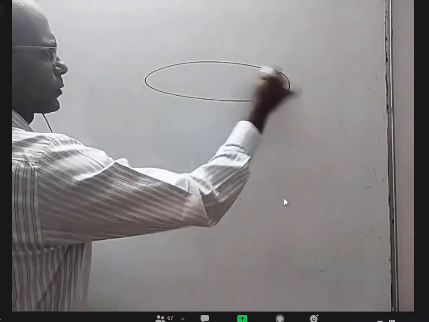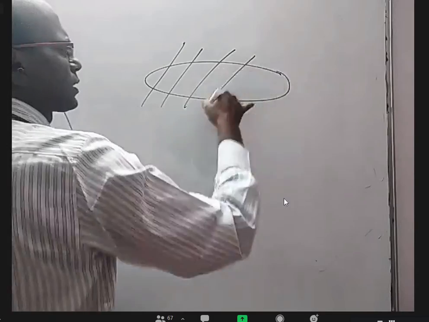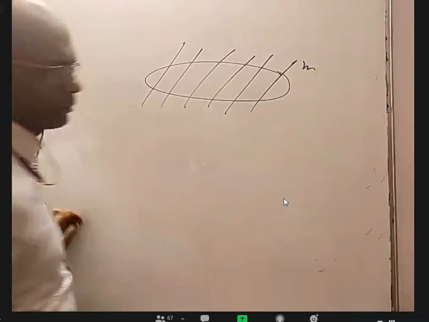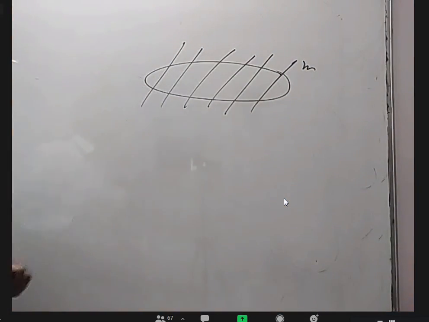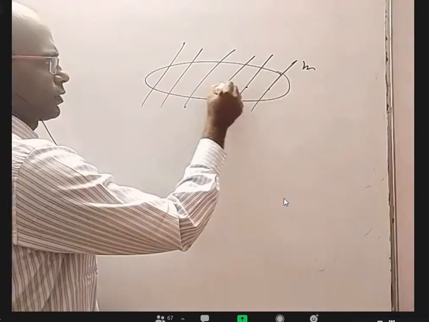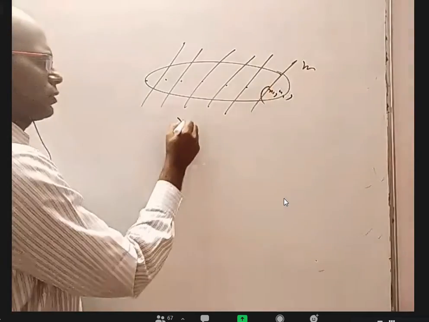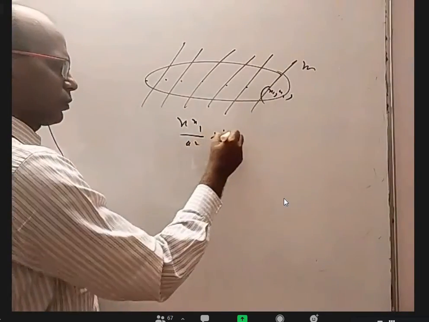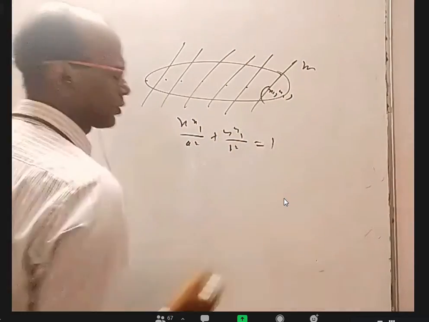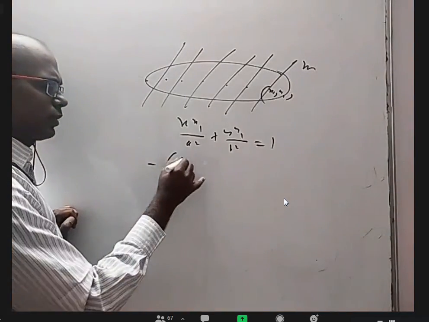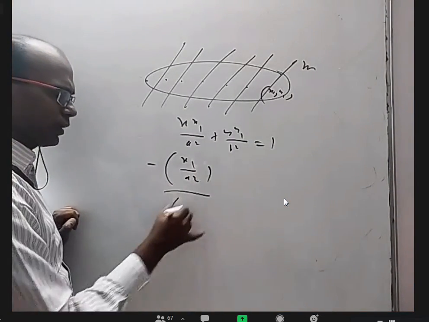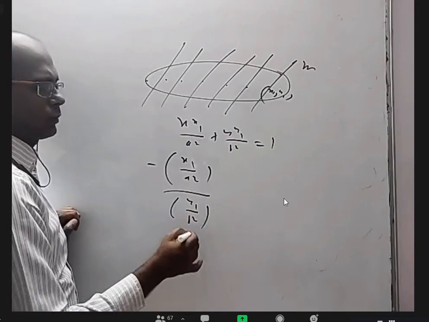If you take an ellipse, and take a lot of parallel chords, all having slope m, I want to find the locus of their midpoints. Take the midpoint as (x1, y1). What is the equation? x1 by a square plus y1 by b square equal to 1. What is the slope of this? Minus of (x1 by a square) by (y1 by b square).